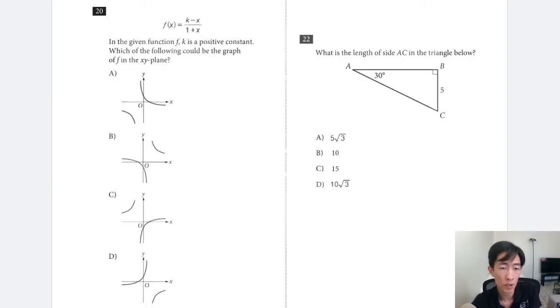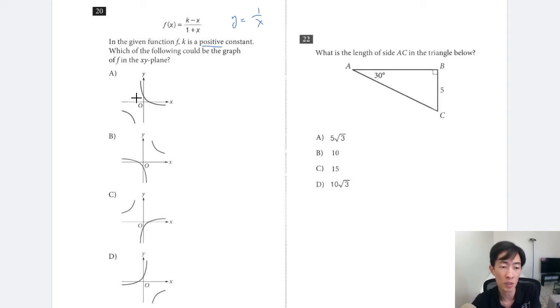Question 20, in the given function, k is a positive constant, which I found could be the graph of f in the xy plane. So normally I have my students memorize that hyperbolas look like that, y equals 1 over x. Here they're making it a little more complicated because they're putting an x up there. So for this type of problem, I would just say, hey, they're giving you 4 graphs. Let's just use some test points and see if we can eliminate choices.